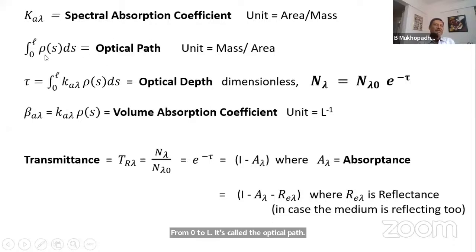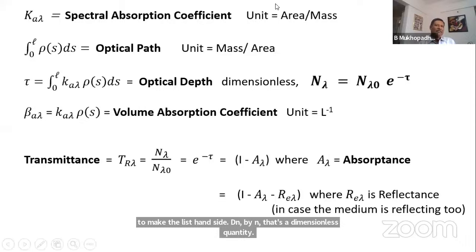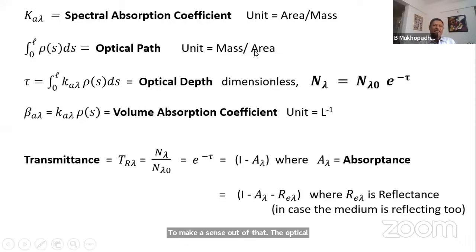It's called the optical path. That means presuming that the sum total effect of a varying density was to be taken into account, what would be the effective path? That is therefore called optical path. And this and this are bound to have opposite dimensions. Otherwise, the dimensionless quantity on the left-hand side wouldn't make sense. So to make the left-hand side, dn by n, a dimensionless quantity, the optical path and the spectral absorption coefficient should have opposite dimensions.